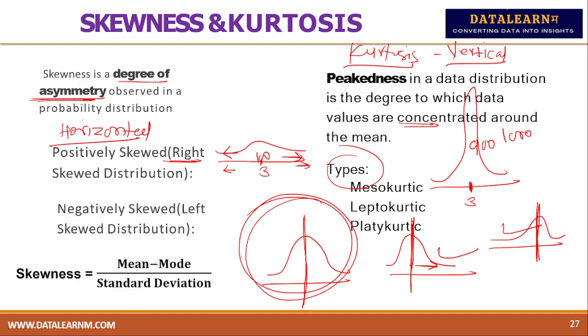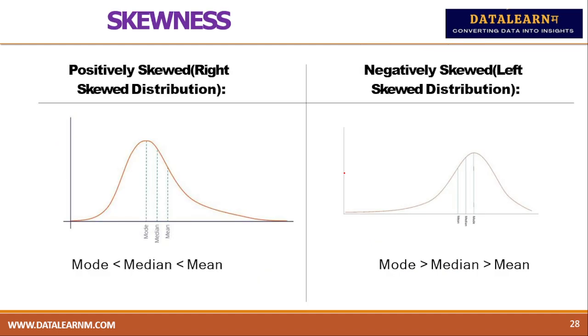Okay. We are not calculating anything, no analytical calculation will be there. We are just trying to understand the concepts. If it is shifted on the left side, we can say it's negatively skewed. Skewness is calculated by the formula mean minus mode divided by standard deviation. And types for the kurtosis are mesokurtic, leptokurtic, and platykurtic. Mesokurtic is the ideal one.